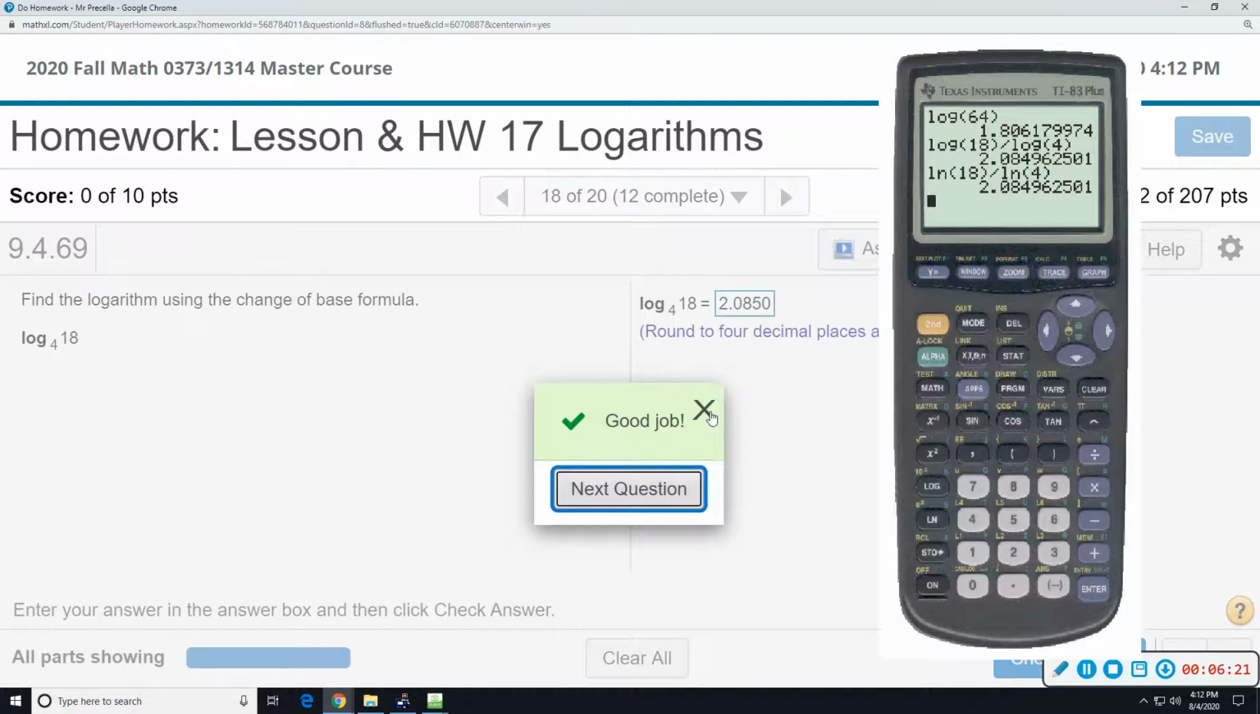This is called the change of base formula. And why do we use it? Because our calculator doesn't have a base 4 key. It only has a base 10 and a base E.